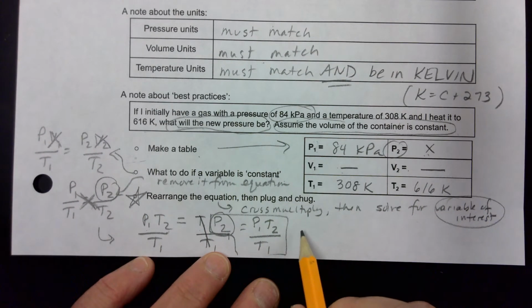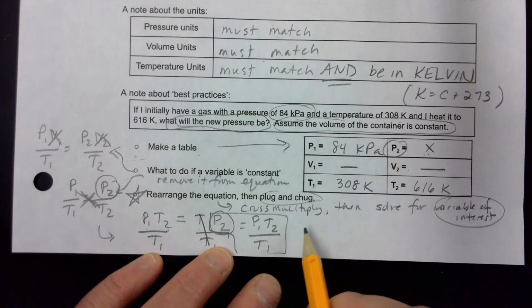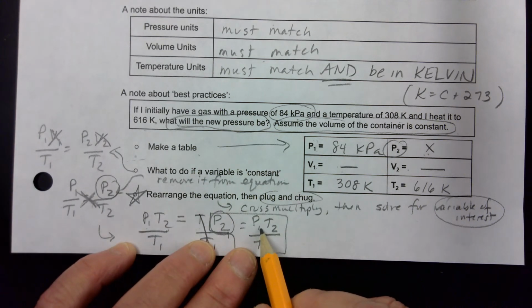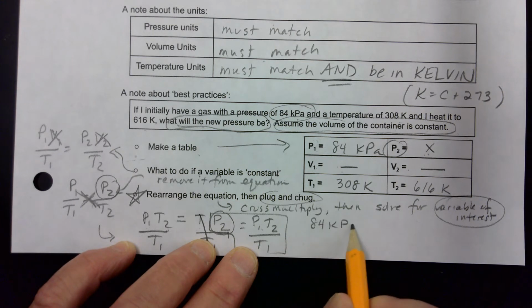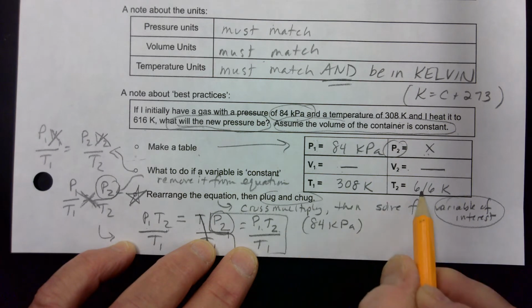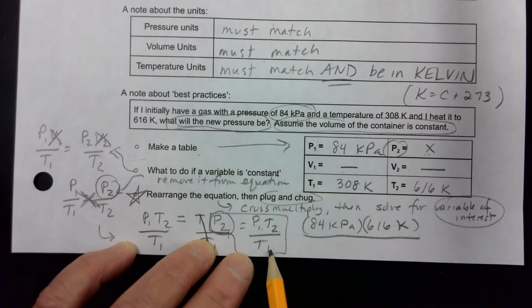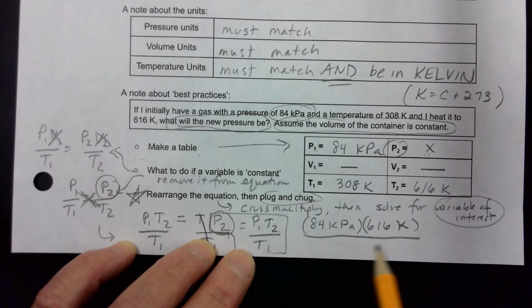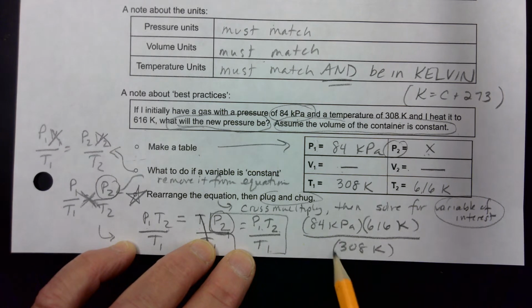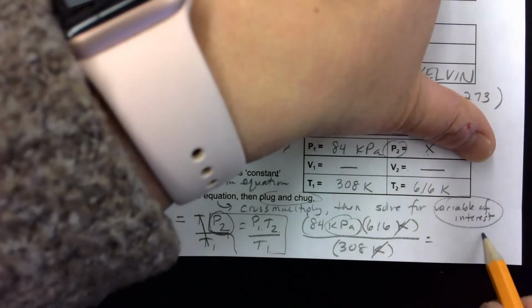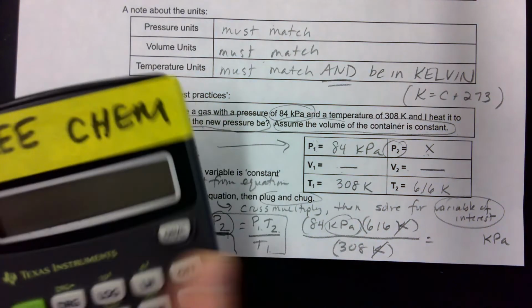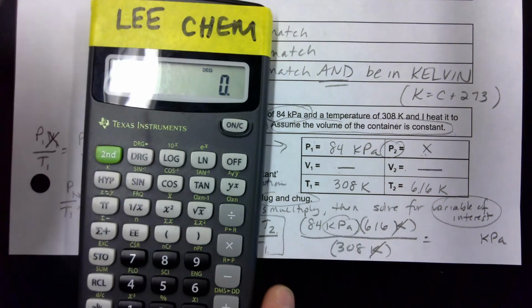Now I can start plugging and chugging, meaning I can substitute my numbers in. So P1 is 84 kPa, and yes, you need to include the unit. I'm going to multiply that by T2, which is 616 Kelvin, and I'm going to divide that by T1, my first temperature, which was 308 Kelvin. I'm going to cancel units that can rightfully cancel. I recognize the only unit that doesn't cancel is kPa, so I know my final unit's going to be in kPa.